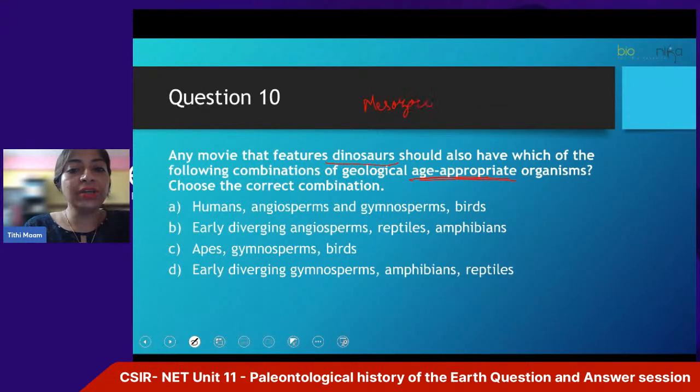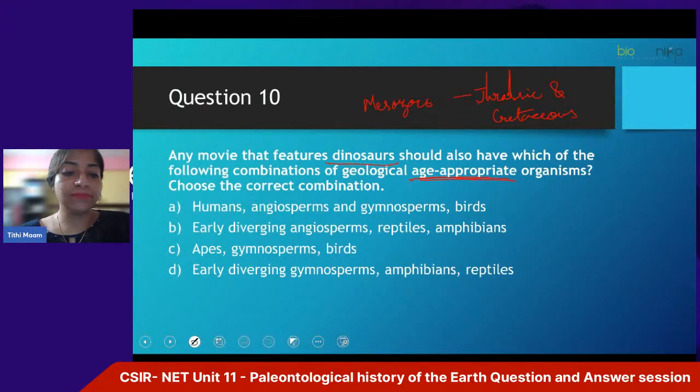And in the Mesozoic era also, in which period are we talking about? Majorly talking about Jurassic and Cretaceous period, right? So along with dinosaurs during the Jurassic and Cretaceous period, what all other organisms were there? Yes, can we have some answers, please?